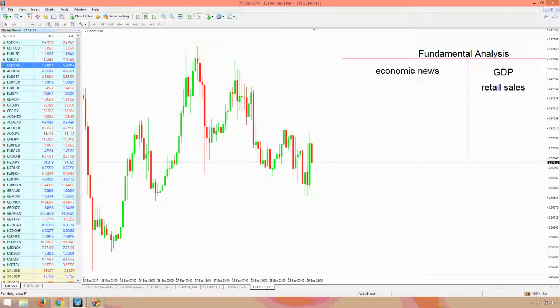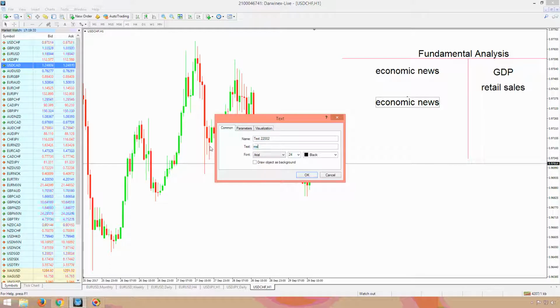So what else? We have fundamental analysis, but how about macroeconomics?